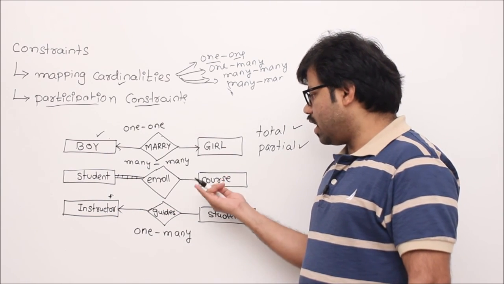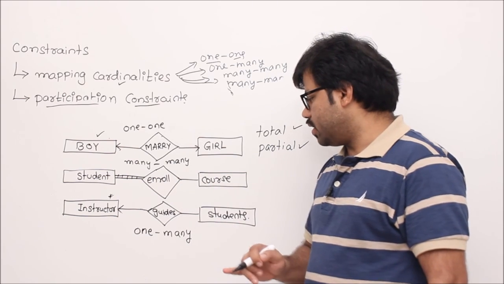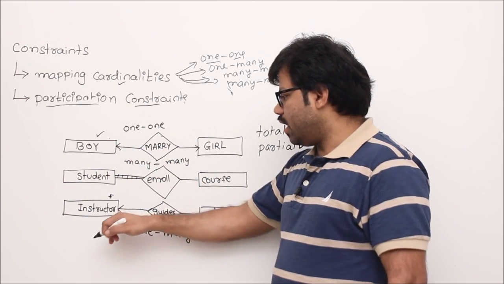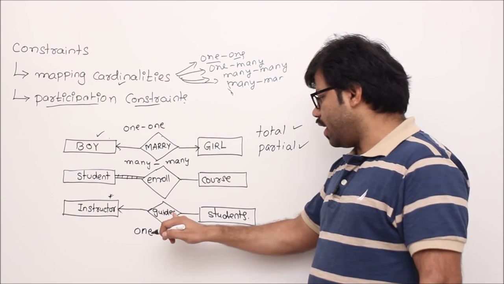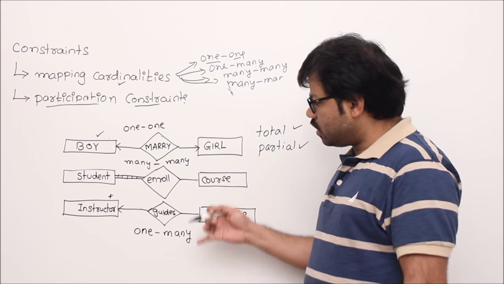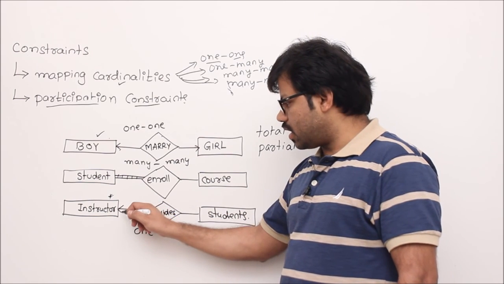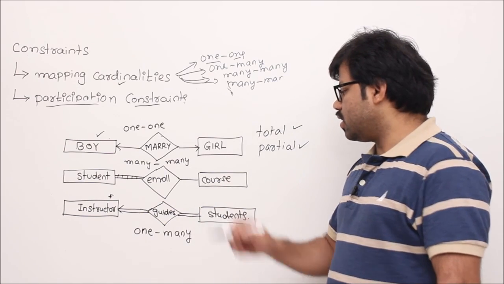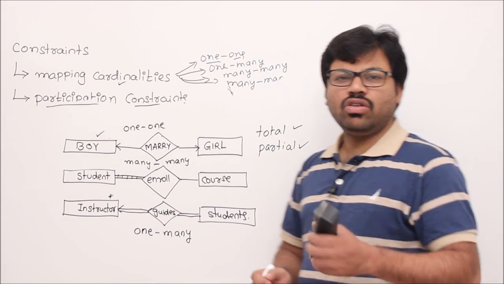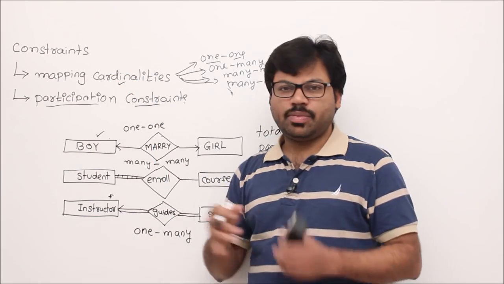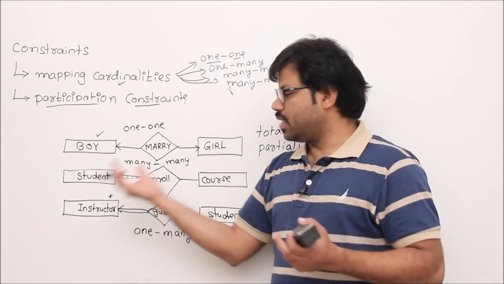Similarly, every course need not be taken by enrollment, right? Then you don't mention it. Here, let's say we assume that every instructor has to guide at least one student, and every student has to be guided by at least one instructor. Then it will be full participation at both ends, correct? So this is the way we represent it. So finally, we learned mapping cardinalities and participation constraints and how to represent them.